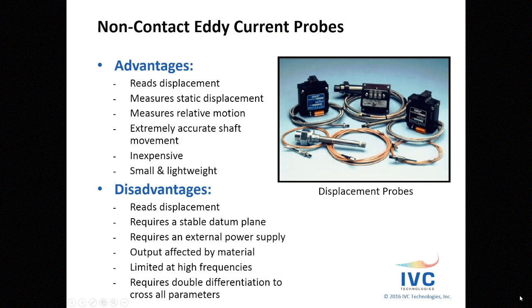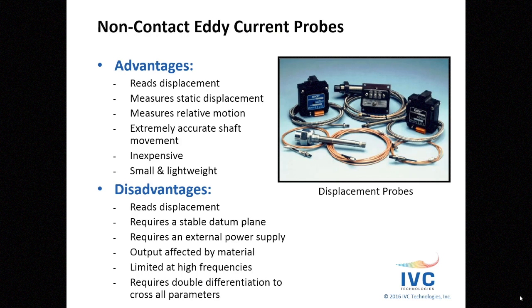Next on the list is non-contact eddy current probes, or prox probes. Some of the advantages: they read displacement, and that includes measuring static displacement. They measure relative motion between 2 points. They're extremely accurate for shaft movement. They're somewhat inexpensive, small, and also lightweight.